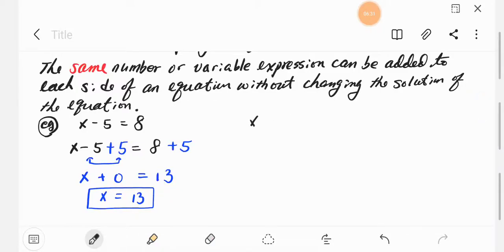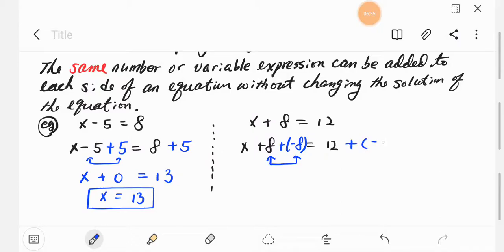How about this? x plus 8 is equal to 12. Then what do we do? Why don't we add negative 8 to each side, because the opposite of positive 8 is negative 8, right? So you can add the same number, negative 8, to each side. This will be x plus 0 is equal to, these two will make positive 4. So x is equal to 4.